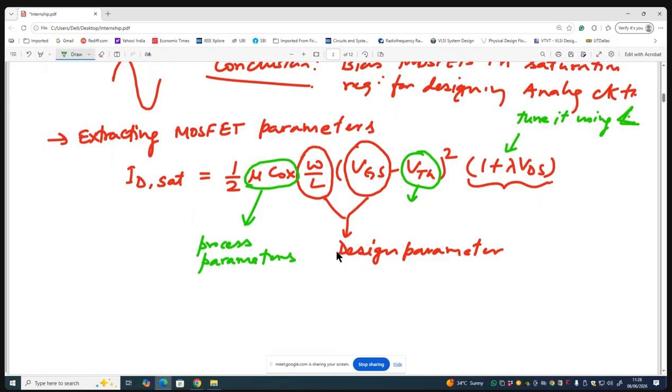However, this lambda is inversely proportional to the channel length. So when you use a long channel device, this lambda will actually be smaller. Of course, for a given channel length, this lambda is also a process parameter, but you can tune it using channel length L.